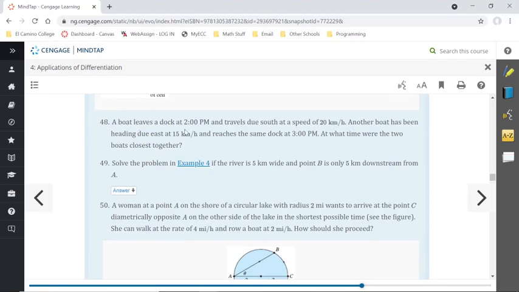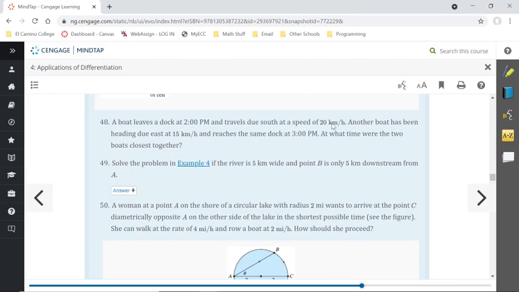It says a boat leaves a dock at 2 p.m. and travels due south at a speed of 20 kilometers per hour. Another boat has been heading due east at 15 kilometers per hour and reaches the same dock at 3 p.m. So I need a diagram to visualize this. And then it says at what time. So we're going to need to relate their speeds to time.